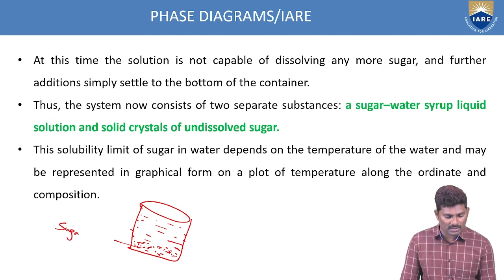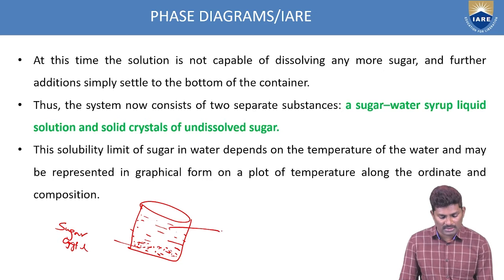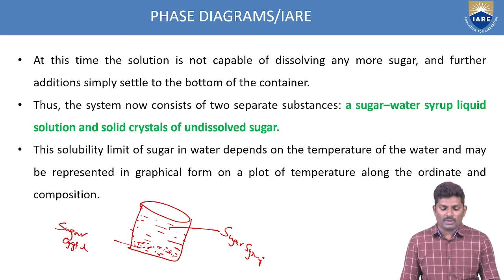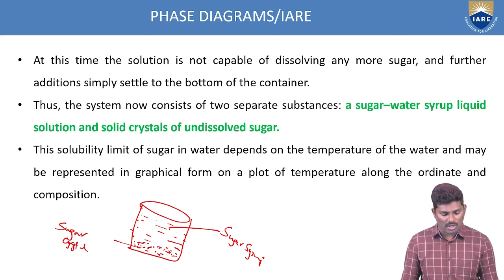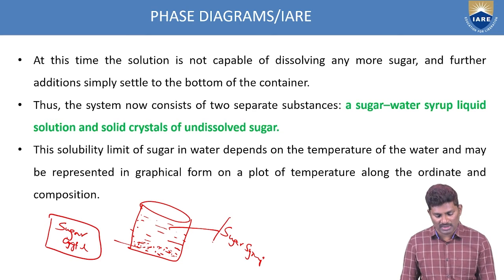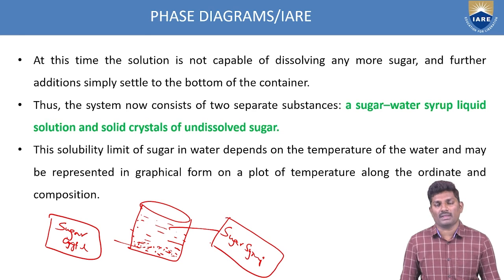So this is sugar crystals and this is sugar syrup. So here we have two separate substances. The first one is what? Sugar syrup. And the second one is what? Whatever undissolved sugar is there, the sugar crystals. So you have two components in this case.